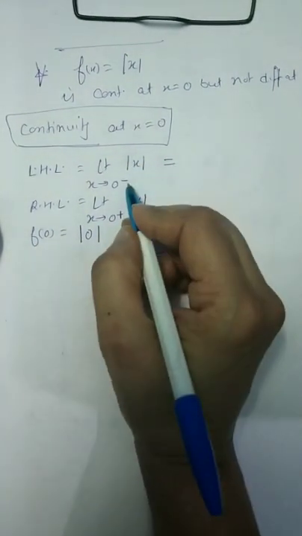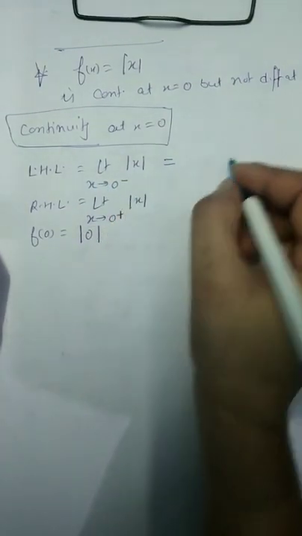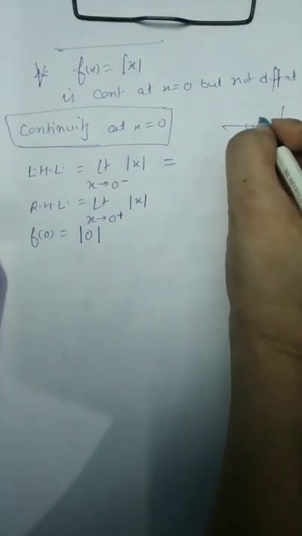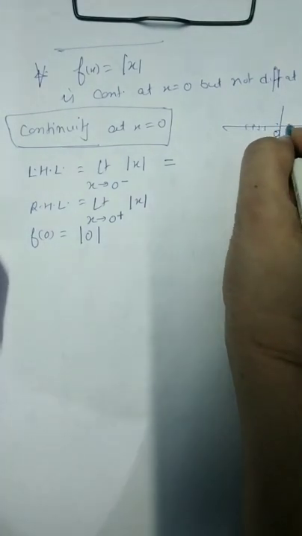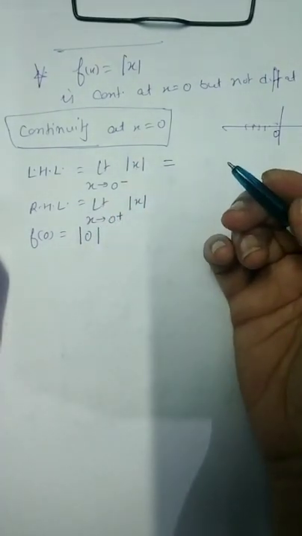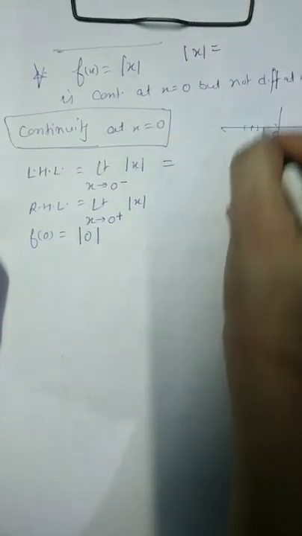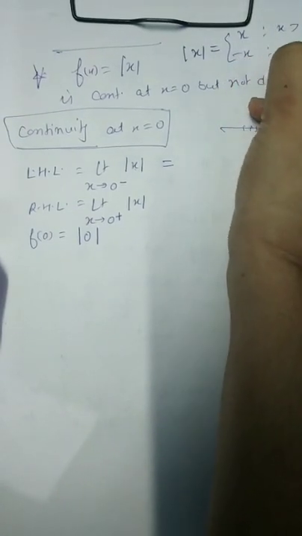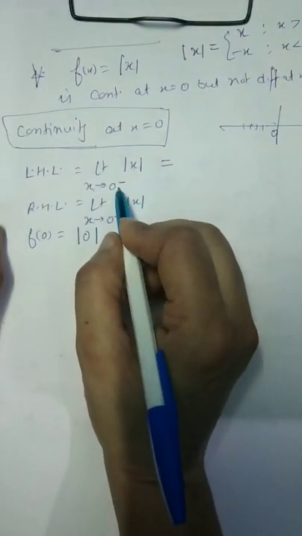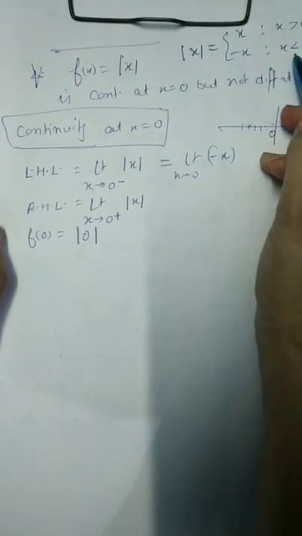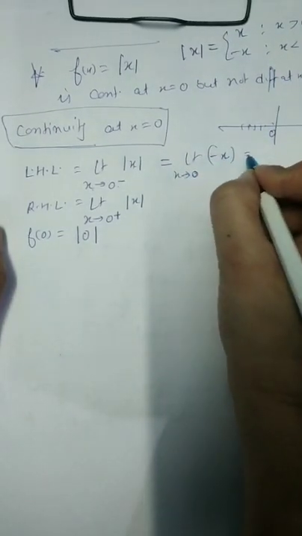So what is this limit? If we take x from left hand side of 0, that means x is less than 0, x is negative. If x is negative, then the mod sign will make it positive. Another way to see it is that the definition of mod x is x if x is positive, and minus x if x is negative. So we can use it here. If x is on the left hand side of 0, x is negative, then its value will be minus x, right? And x approaches 0 means minus 0 is 0.